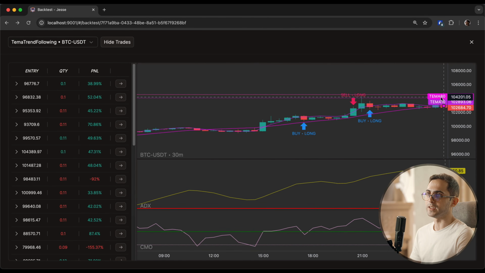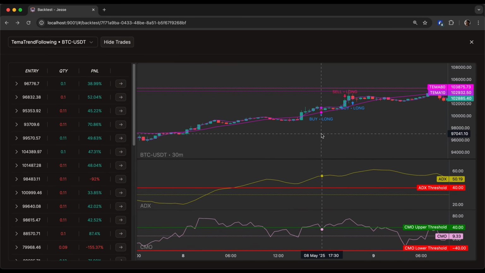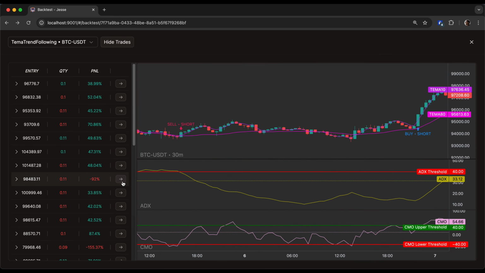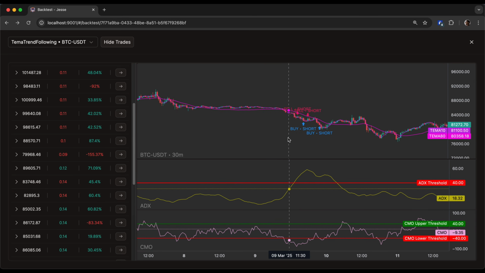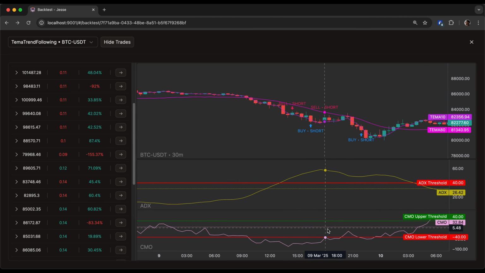So 10 and 80 periods. We can also see the ADX. So for example, when it opened this long position, we can see the ADX value is indeed above the threshold. So it was at 50 and the value for CMO was also above 40. So let's take a look at the short trade like this one. So again, the ADX is above 40 and the value for CMO is above minus 40.